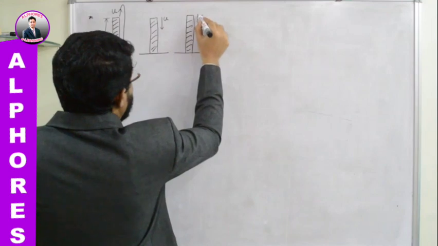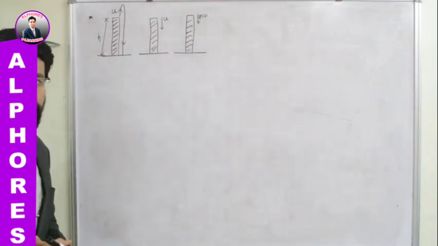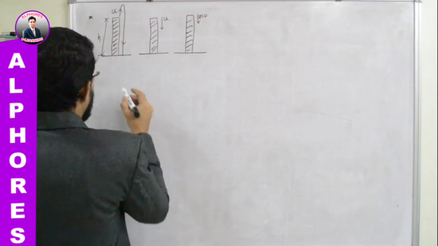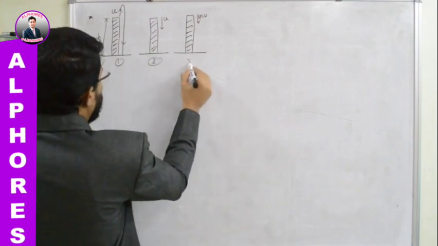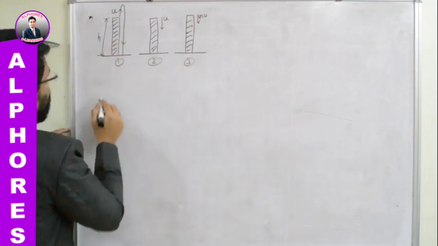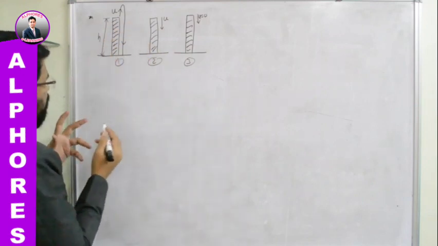It means its initial velocity is equal to 0. The third one is dropped. So definitely in these 3 situations, the times of journey will be different. Corresponding to this tower model, we can write an expression for h.